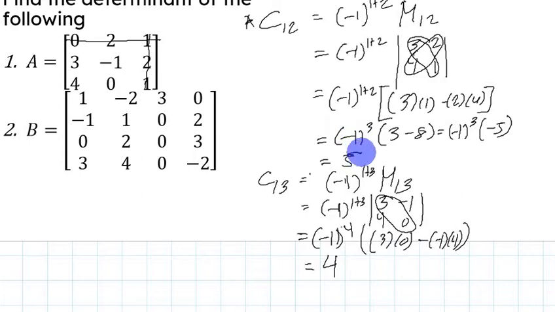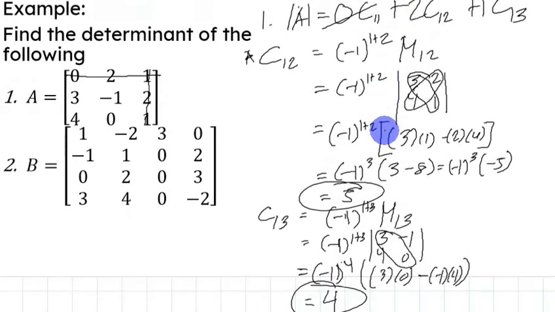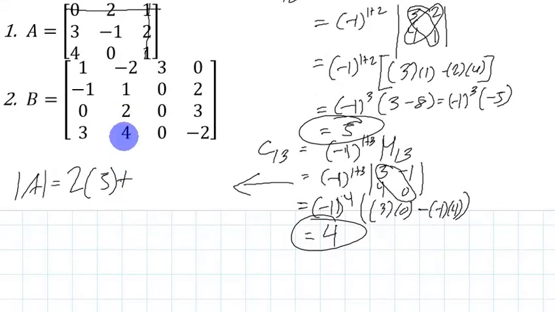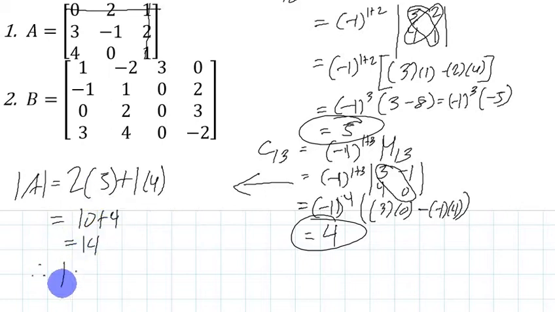So now we have the two values that we need. Therefore, the determinant of A would be equal to 2 times 5 plus 1 times 4, which would be equal to 10 plus 4, which is 14. So therefore, the determinant of A is 14.